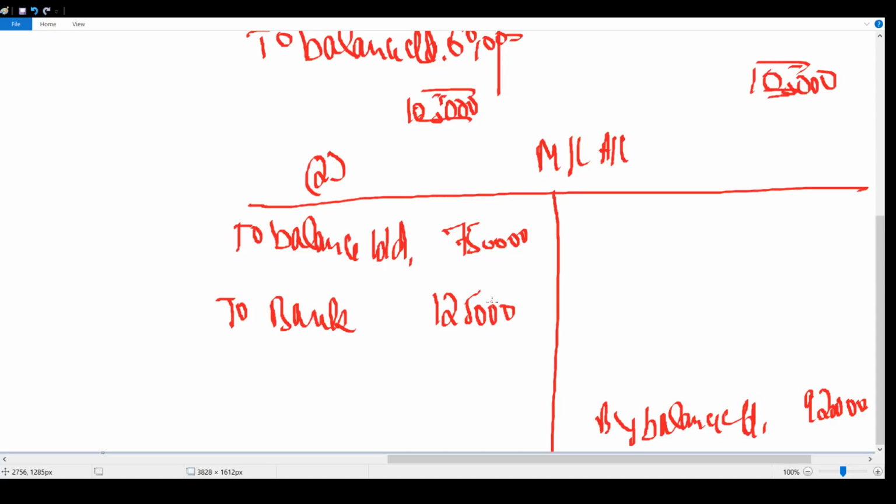Now next point number 3. It says that the machinery of another company was purchased for the consideration of rupees 1 lakh payable in equity shares. Okay. Now here the entry would be to equity share capital account, amount rupees 1 lakh.